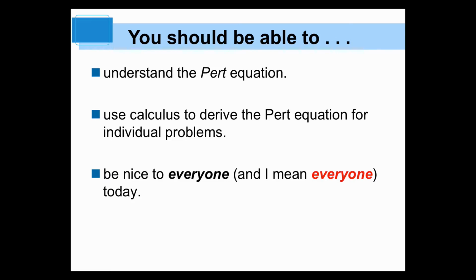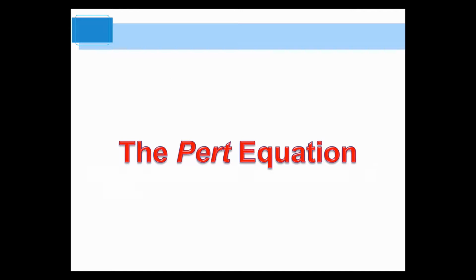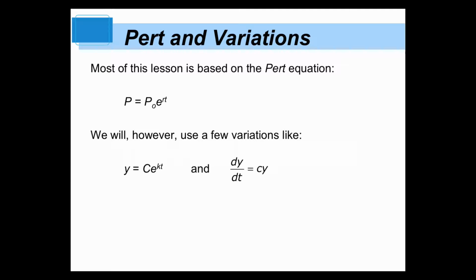Okay. So, the PERT equation. It's called the PERT equation, but actually e is raised to the rt. Sometimes it's the kt power. There's a couple other versions of it. So here it is in its true form. P naught is your starting amount. r is your growth or decay rate. Tell me about the growth or decay rate.